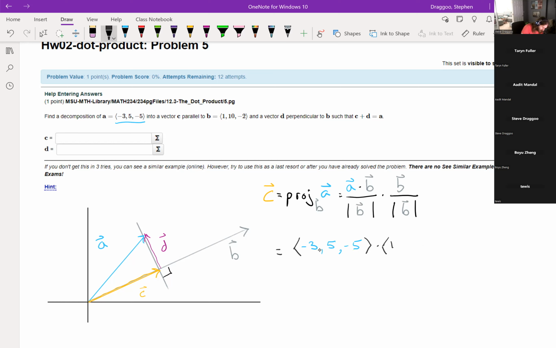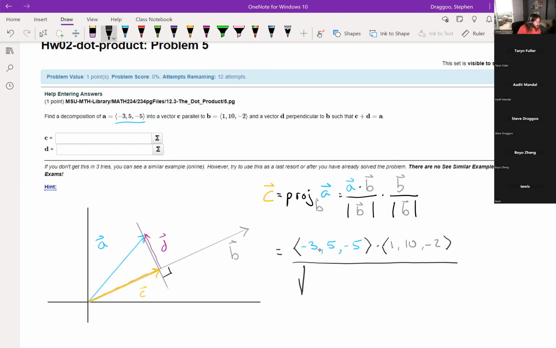Try that again in a 1, 10, -2. There we go, that'll show up a little better. And we're going to divide that thing by, I need the magnitude of b, but I need it twice, once for each part of those two fractions multiplying together. So I'm just going to combine those together to just calculate the magnitude of b once.